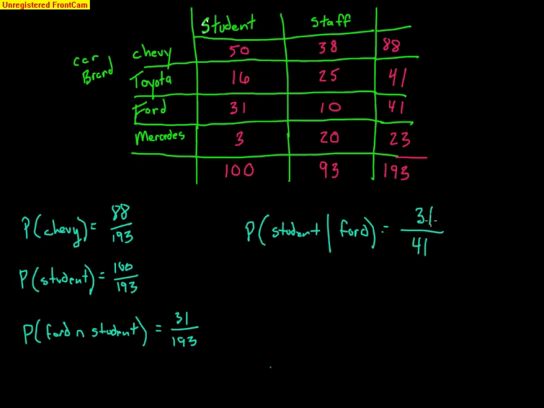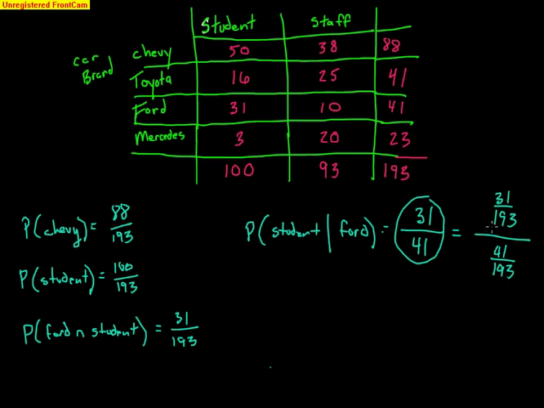Now, I want to show you how we really can use the conditional formula to get the same result. So remember, the conditional formula says, make a fraction, on top goes student and Ford. Student and Ford would be 31 out of 193, because the formula for conditional is not using conditional, so it would be 31 out of the total. On the bottom is the probability of it being a Ford owner. Well, there are 41 Ford owners out of 193, and when we divide these, the 193s end up canceling because you multiply the reciprocal, hence getting the 31 out of 41.